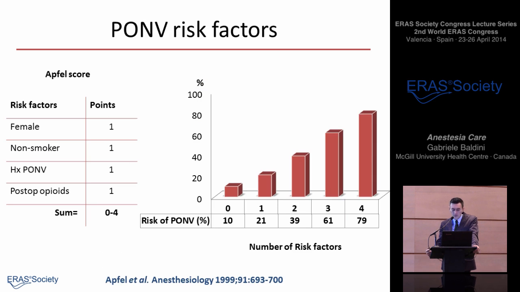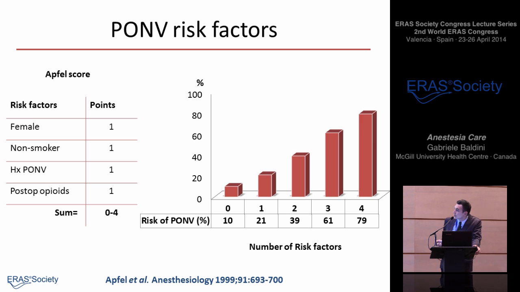In terms of PONV prophylaxis, plenty of data are available. We need to identify patients at higher risk of postoperative nausea and vomiting. The most used score is the Apfel score, very easy to apply and remember. There's an exponential growth of risk of postoperative nausea and vomiting with the presence of one or more elements: female, non-smoker, history of postoperative nausea and vomiting, or postoperative opioids. Almost 100% of our patients have it.